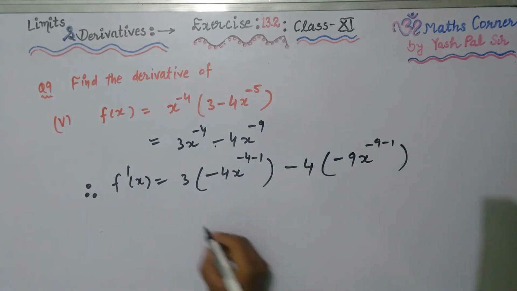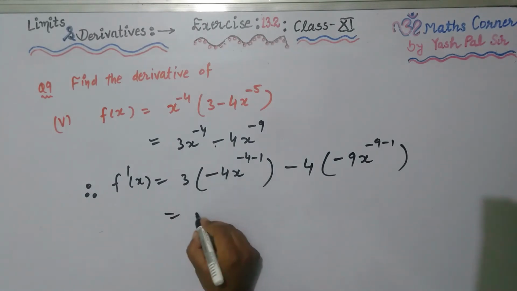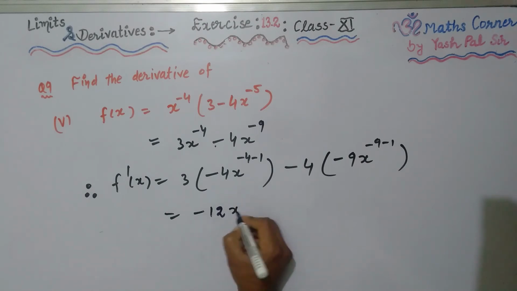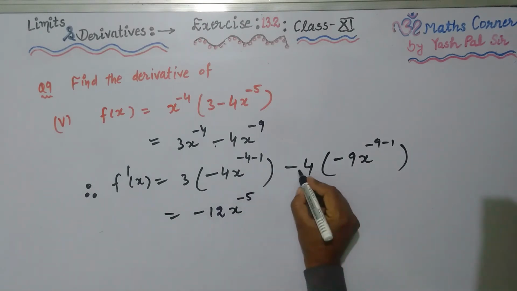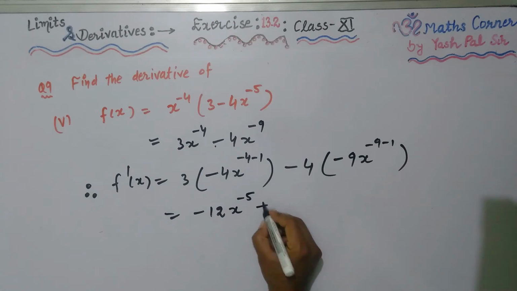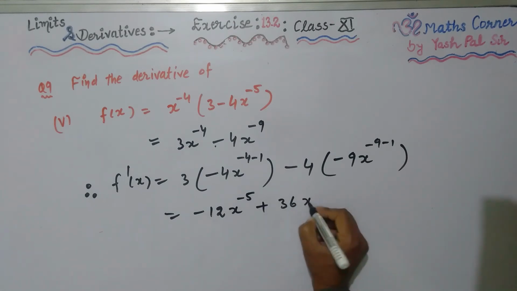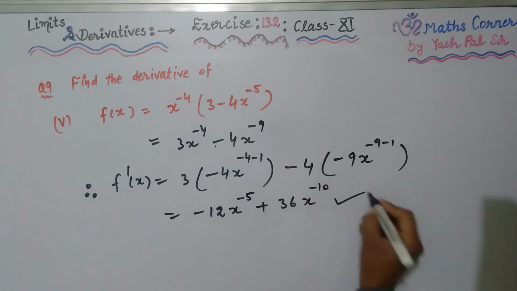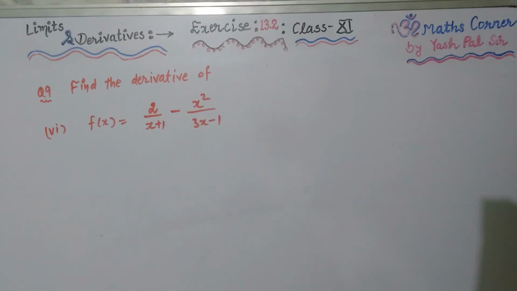Right? So this way we have 3 into minus 4 minus 12 into x raised to power minus 5. This is minus 4 into minus 9 plus 36 x raised to power minus 10. So this is the answer. Now question number 9, part number 6.